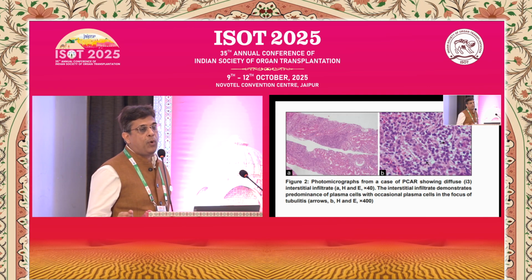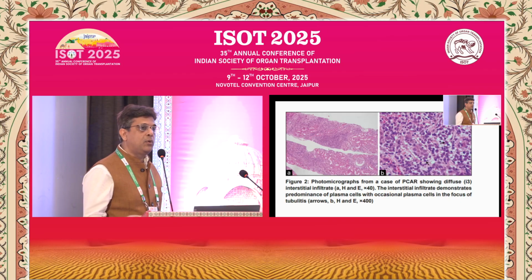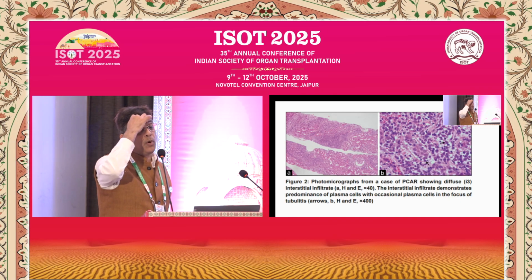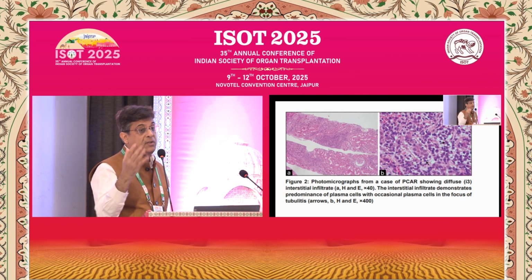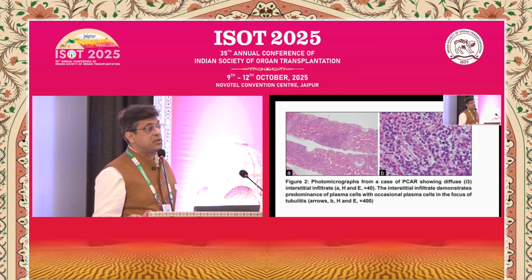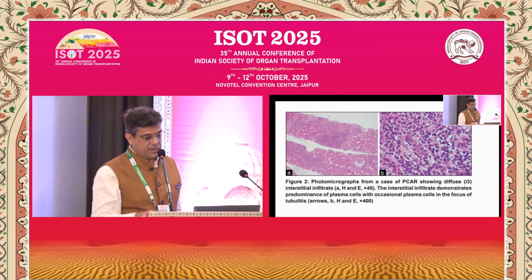You can see, the important point is you should take care that you have to demonstrate that plasma cells are causing tubulitis. Just the presence of plasma cells should not dictate your diagnosis. You have to demonstrate that these plasma cells are actually crossing over and causing tubulitis for it to qualify as a rejection.